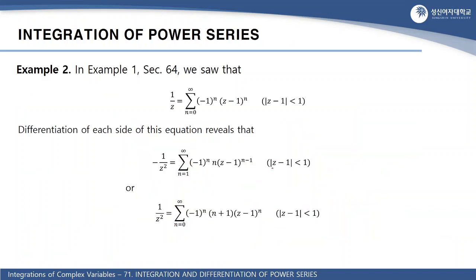Okay, let's look at example 2, to understand what the theorem says. Here in example 1, in section 64, we saw that 1 over z is equal to the summation n equals 0 to infinity of negative 1 to the n times (z minus 1) to the n, where the absolute value of z minus 1 is less than 1. This expression holds. Differentiation of each side of this equation, then we have this.